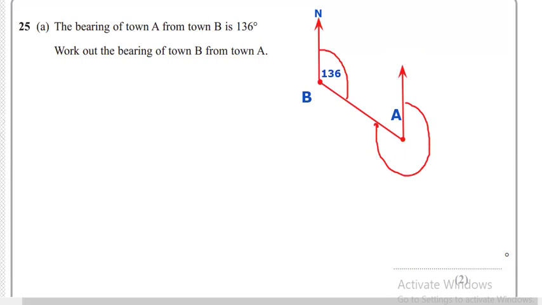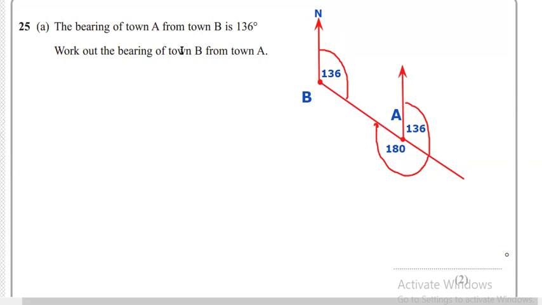Now, why are we adding 180? Because if we extend this line here, this angle is the same as this one, and this angle is 180. So this one is 136, and they are the same. Why? Because they are corresponding angles. They make the letter F together like this. So they are corresponding, so they are equal. And here we have 180 degrees because it's a straight line. That's why we're adding 180 to the original angle to find the bearing of the other angle.